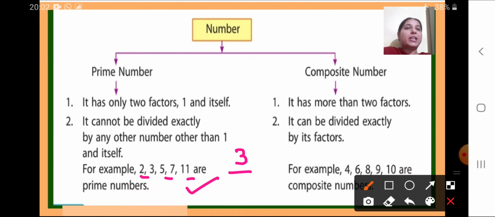You will not get it in any other multiplication table except 1 and itself. So that is a prime number. 5 is a prime number. 7 is a prime number. Okay. Then on the other hand, we have composite number.